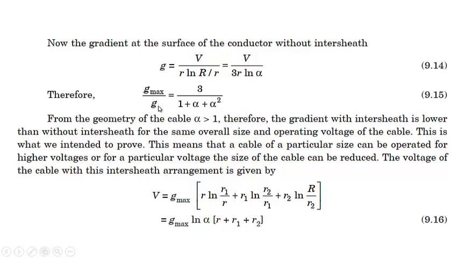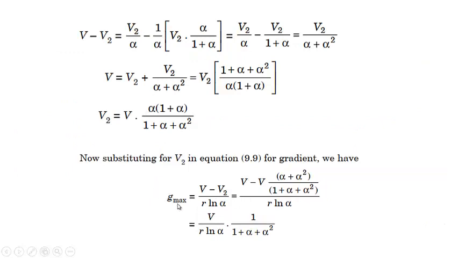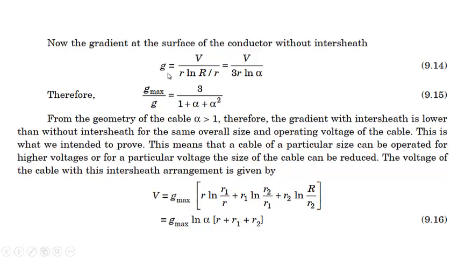So for G max by G, we need to divide this equation by this equation. You can see it comes out to be 3 divided by (1 plus alpha square). From the geometry of the cable, as we know, alpha is equal to R1 by R, which is greater than 1 because R1 is greater than small r, and similarly R2 by R1, which is also alpha, is greater than 1 because R2 is greater than R1. Similarly, capital R divided by R2 is also greater than 1. So this term, you will see, is greater than 3, and so this portion will be less than 1.